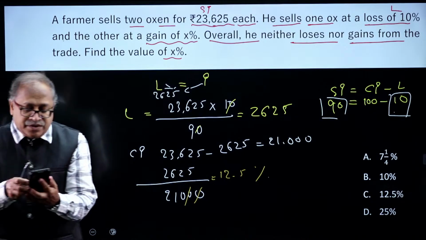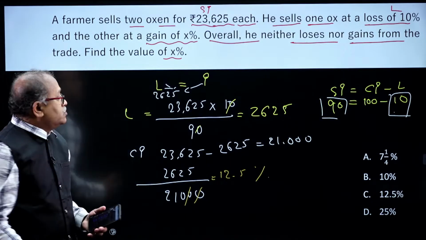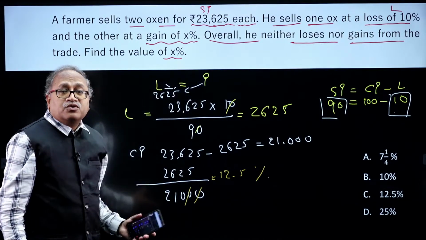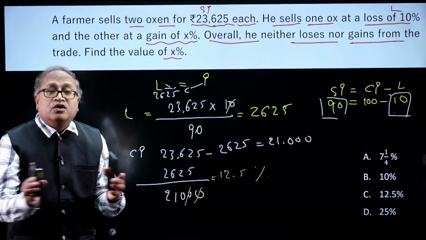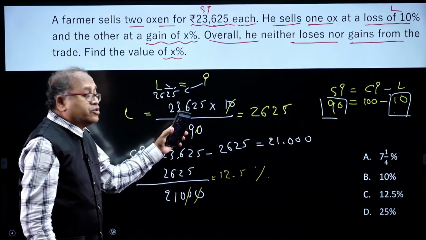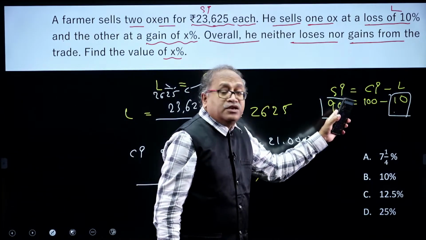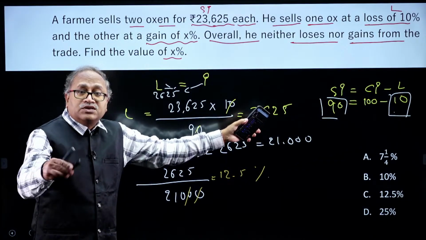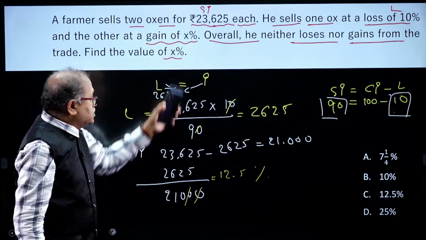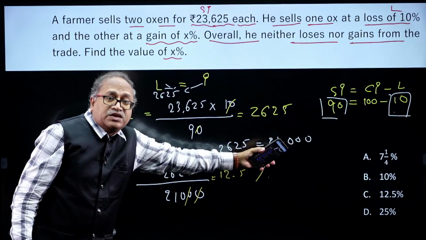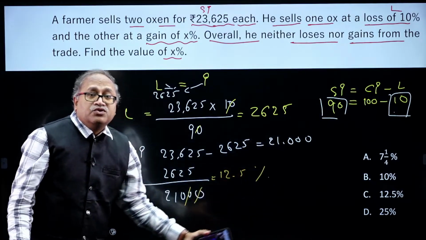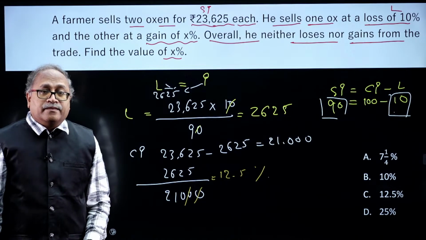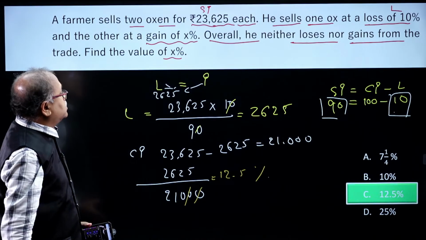Anyone answer the question? Not an issue. Look at the process. Because I know the loss is equal to profit, then only overall there is no loss and no profit. So, I find out the loss because I already know 90%. So, I find out the 10%, therefore, I got the loss that is equal to profit. So, selling price minus profit, I got the cost price. So, profit by cost price into 100 is the profit percentage, which is X.